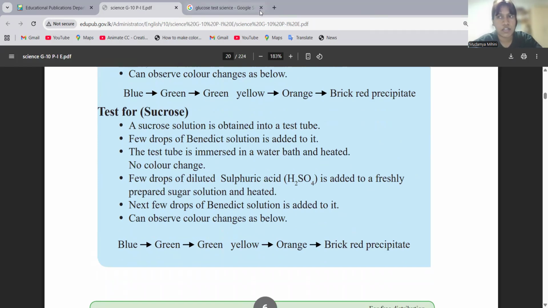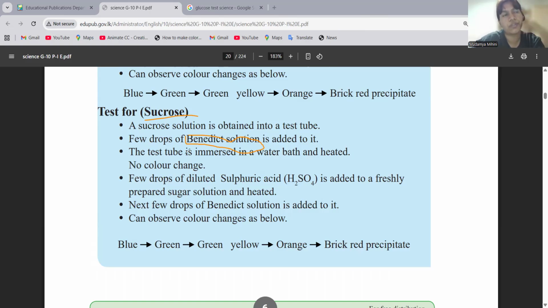And the next test is for sucrose. So sucrose is a disaccharide. I hope you guys remember. So what we do is we take this sucrose into another test tube. And this is also tested by Benedict solution. So remember that the monosaccharide and the disaccharide are checked with the Benedict solution and starch with iodine solution.